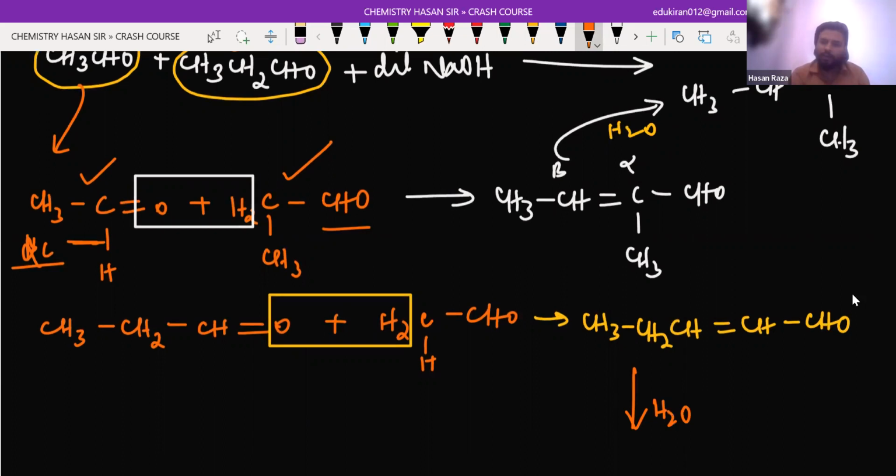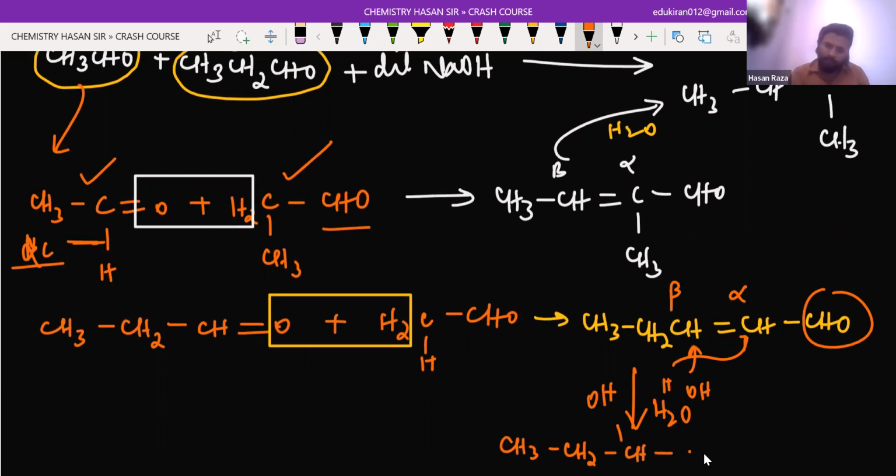That means this is your main functional group. Alpha is there, beta is there. So you are going to add OH to this beta and H to this alpha. And you will be getting this product, CH3, CH2, CH, OH. H and H will be added, H2, it will be. This is the fourth product.